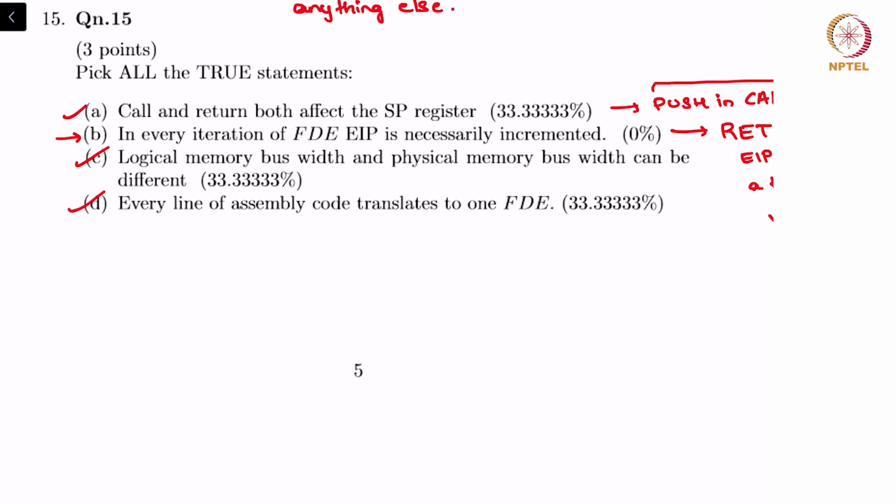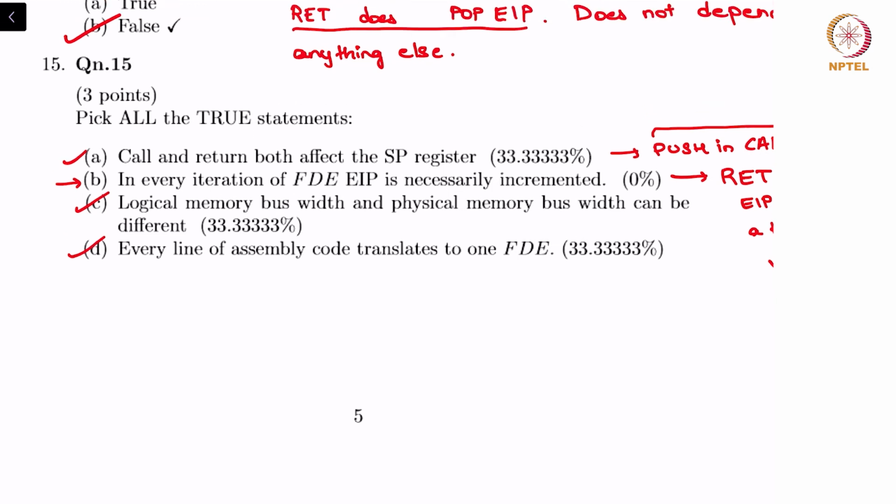In B, every iteration of FDE, EIP is necessarily incremented. No. Return is pop EIP. So EIP just takes the value that was on top of stack, which need not even be an incremented version of what was previously there in EIP. Right? Logical memory bus width and physical memory bus width can be different. Yes, this is also there in lecture. This is the first thing in lecture 1, and every line of assembly, as previously mentioned, translates to only one FDE, right? So options A, C, and D are the correct options.